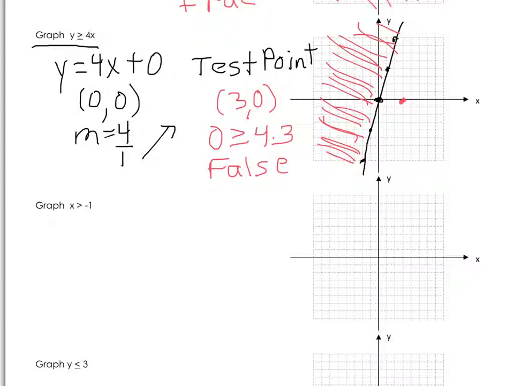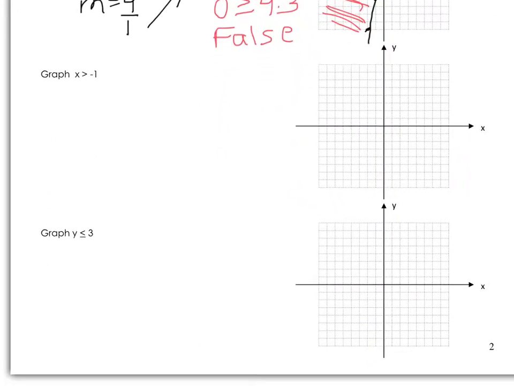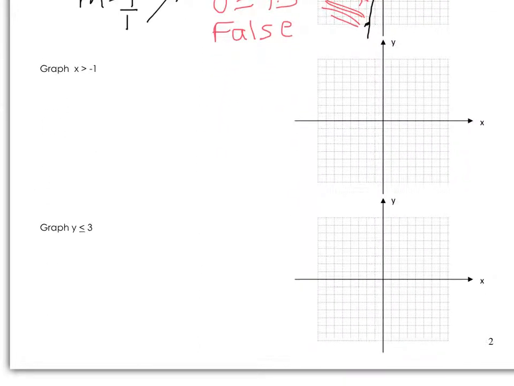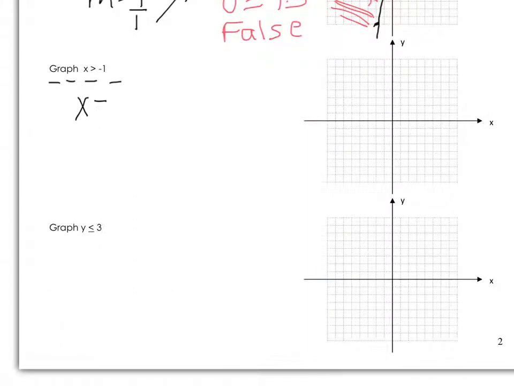This next problem, we have x is greater than or equal to 1. Our boundary will not be part of the solution, so we draw it with a broken line. Where is x equal to negative 1? That's where our boundary is. x equals negative 1 is a vertical line that crosses the x-axis at negative 1.